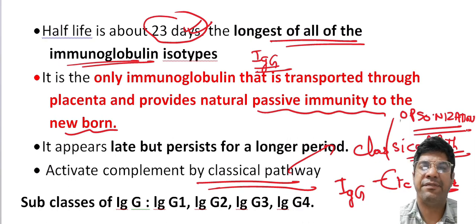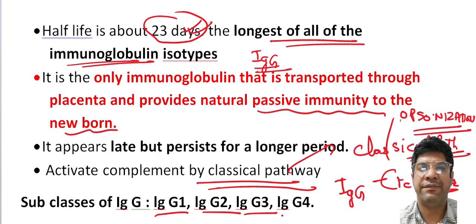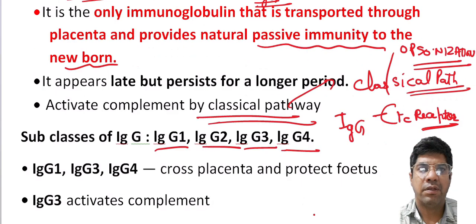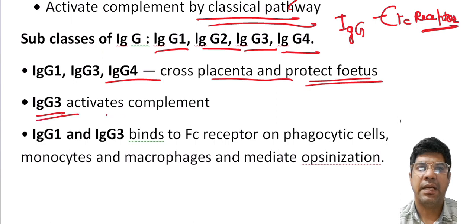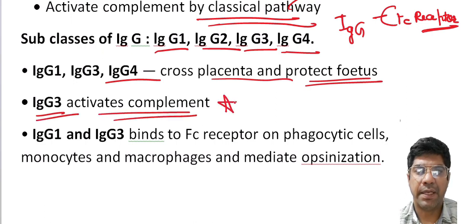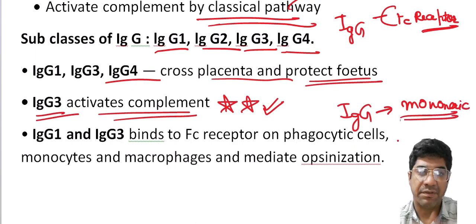IgG has 4 subclasses, that is IgG1, IgG2, IgG3 and IgG4. Remember, IgG1, IgG3 and IgG4 cross the placenta and protect the fetus, whereas IgG3 activates the complement. Remember, IgG is typically monomeric. That means it consists of a single antibody unit, but occasionally it can exist in a polymerized form.